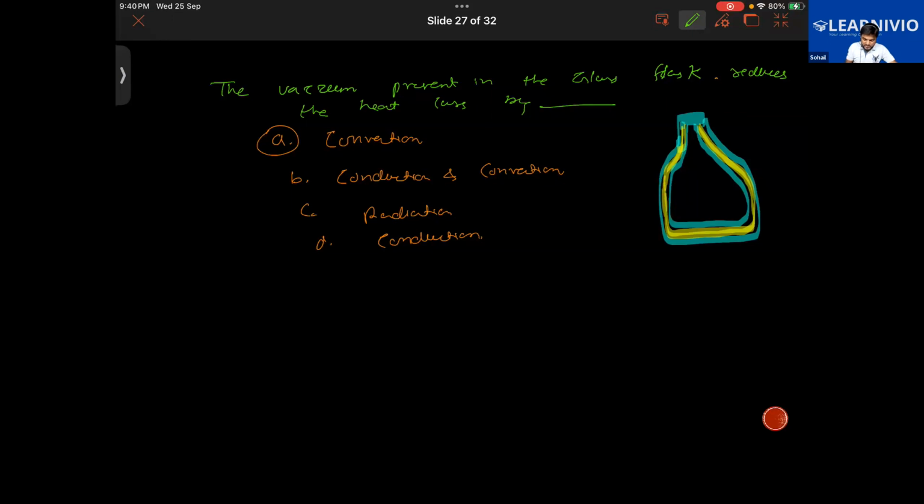This yellow color here represents a vacuum. Since there is no medium, the transfer of heat via convection and conduction is not going to take place. So heat is not going to travel from the flask to the outside environment because there is vacuum present between the two layers of the vessel here. So the appropriate option is option number B. So we prevent the loss of heat both via the conduction and the convection mode here. Hope it should be clear.